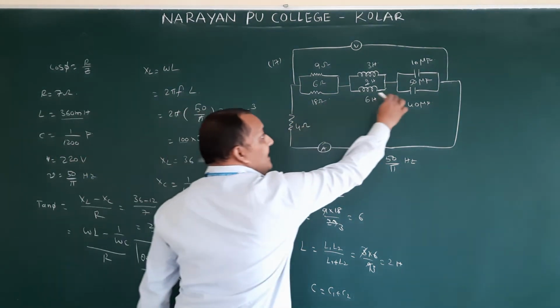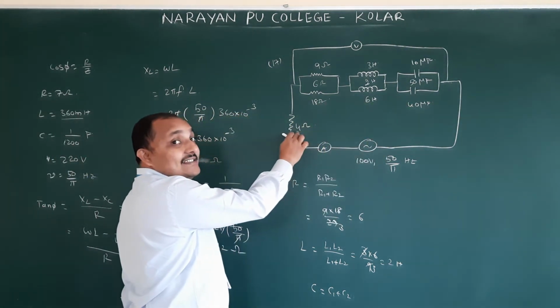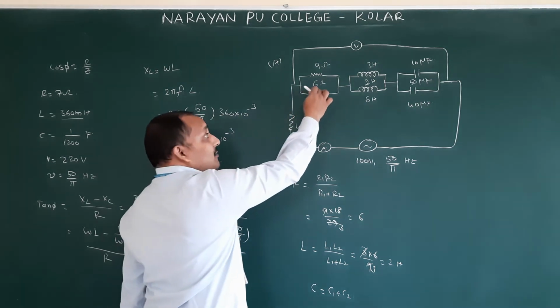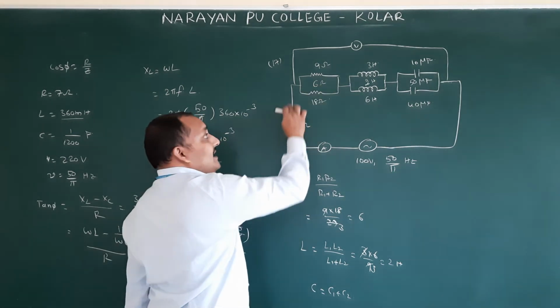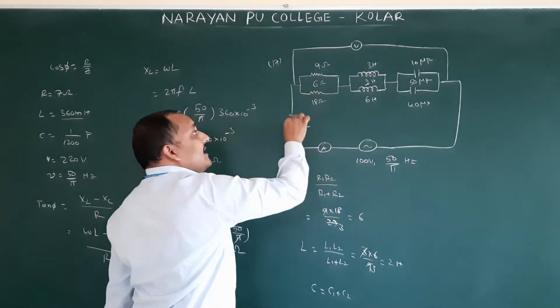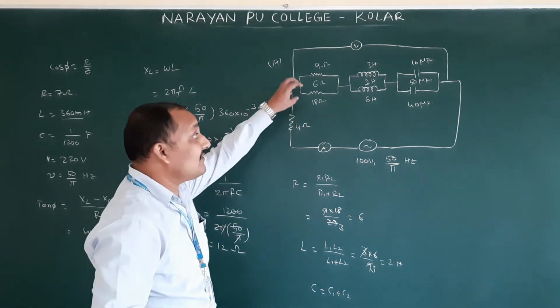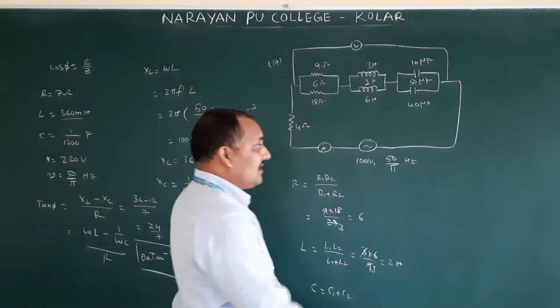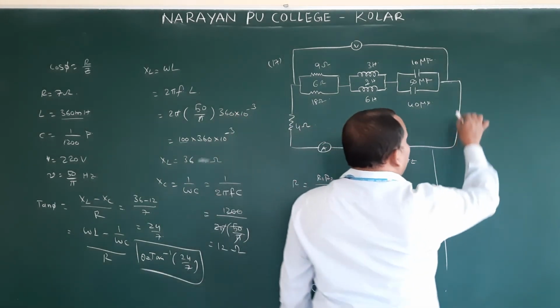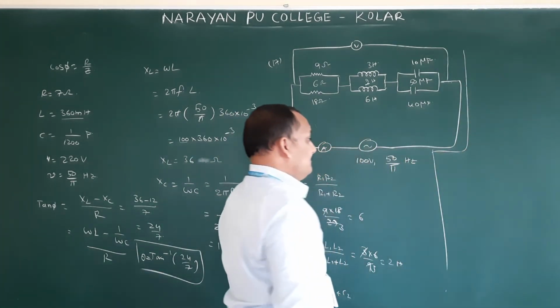But in addition to this, one extra resistor is there. You have to take care about this one. How are this 6 ohm and 4 ohm connected? These two are in series. Therefore, the total resistance here will be 10 ohm. That one you should not forget. Please remember, they gave it to confuse you.